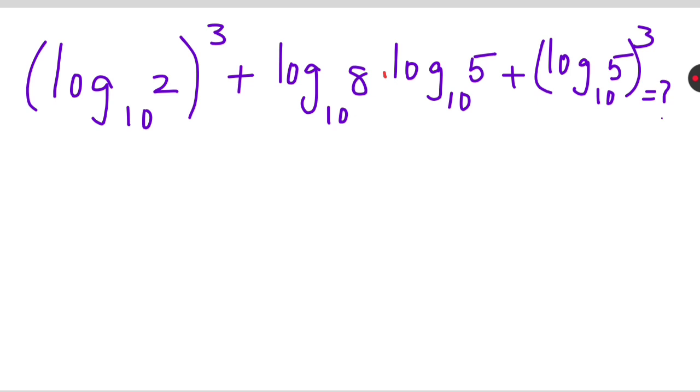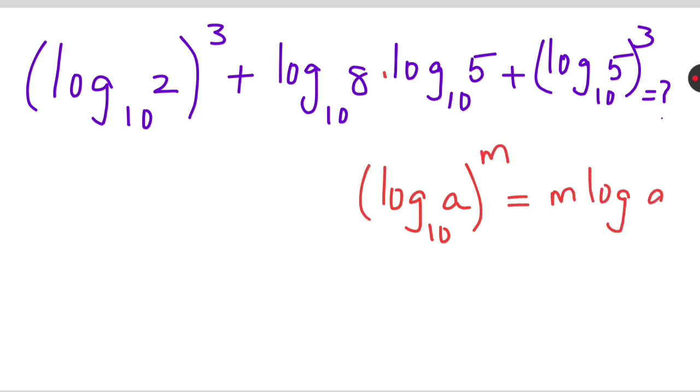What we have is (log 2 with base 10) whole raised to power of 3. Usually, it is in the form of (log a with base 10) whole raised to power of m. According to the logarithm property, we can write this as m times log a. But instead of using this formula, we can think in a different way and solve this problem.